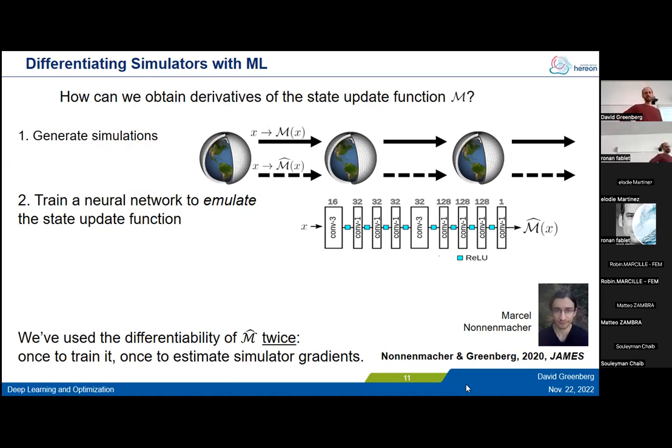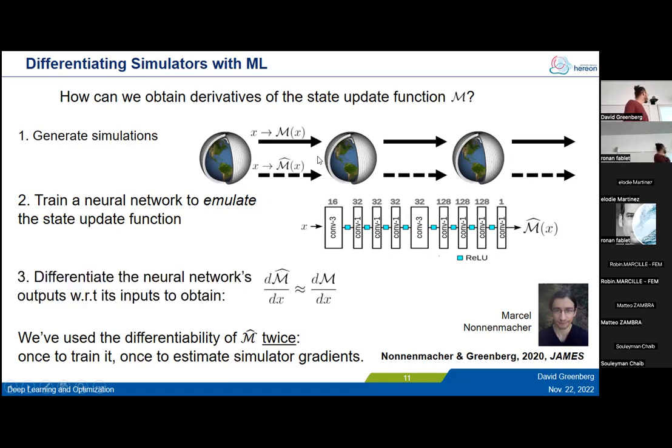But the basic idea is we want the network to estimate these time-stepping schemes. Given an input, we want the neural network to make the same output that the simulator would have. And then, having trained this on simulation data, we use the natural differentiability of the neural network to get the gradients we want for our inverse problem. Now, this is work that was mainly done by Marcel Nonnenmacher, a postdoc in our group.